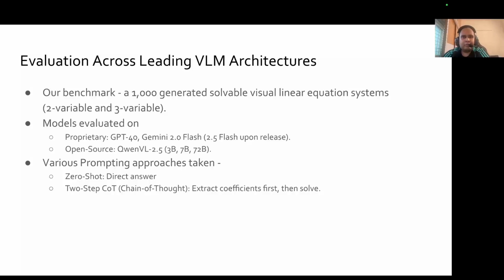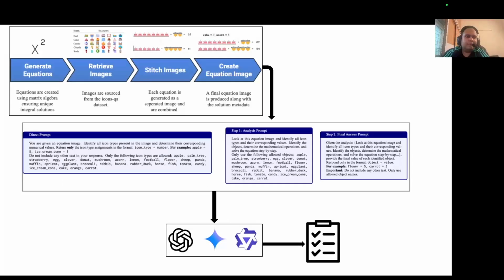Other than that, we also tried to take two prompting approaches. One's the zero shot ability, because we wanted to directly know the answer, and as you can see all the proprietary models are models which are used in production, in public release, and mostly people asking these questions to a VLM would do a zero shot prompting. However, we wanted to leverage the full power of language models and vision language models, so we also try a two-step, chain of thought process, where we decompose the task ourselves, tell it to extract the coefficients first and then solve. So this is the whole pipeline which we employed.